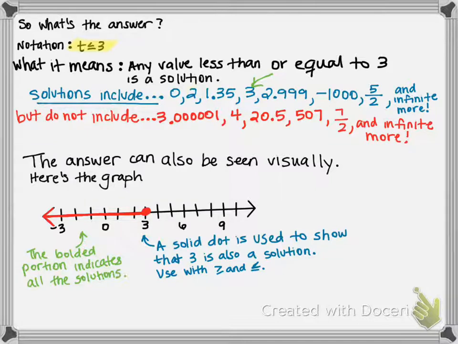And then we use a bolded line to the left of 3 to show that everything that's less than 3 is also an answer. Notice that I also bolded the arrow to show that this continues. So don't think that just because I'm not showing negative 1,000 on the graph, it's not an answer. That arrow is saying every single number that's that way on the number line is a solution.